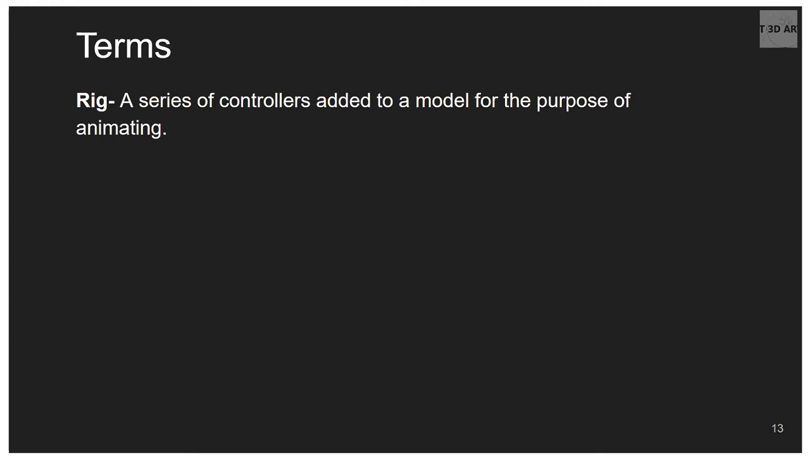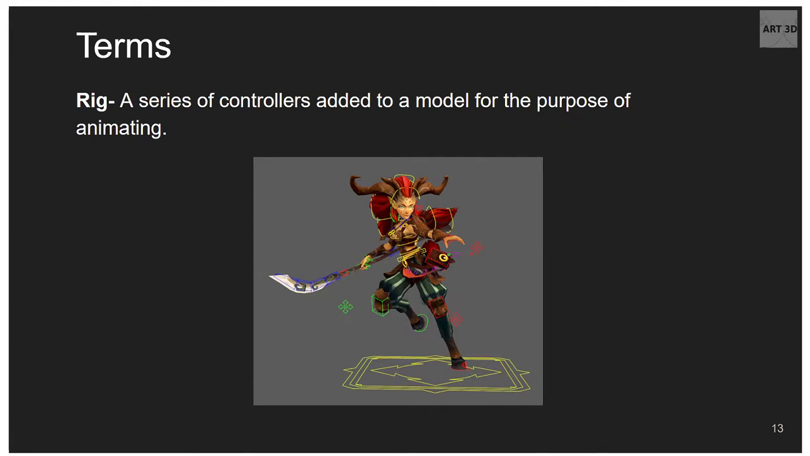So a rig is a series of controllers added to a model for the purpose of animating. All right, so a lot of the characters in the games and the movies that you see have rigs, right? And these rigs are what animators use to move, pose, and act out these scenes that you see and help you to move your character, fire weapons, roll, dodge. The rig is what does all that, right? And there are specialists that do rigs, and man, it's an interesting job because you have to have a lot of attention to detail and be able to understand skinning.